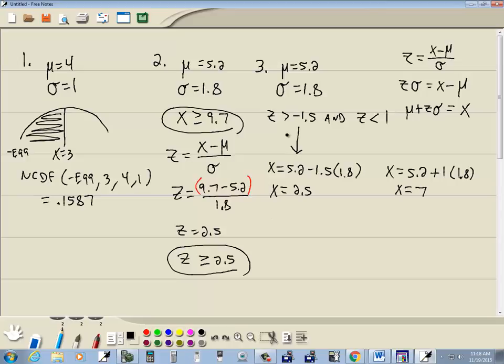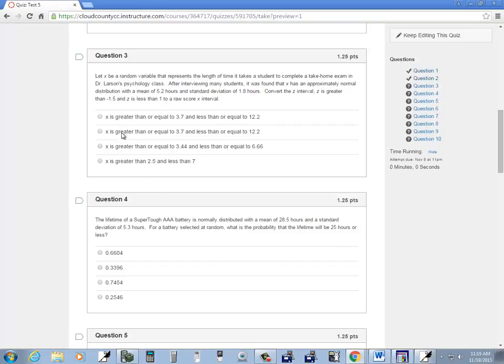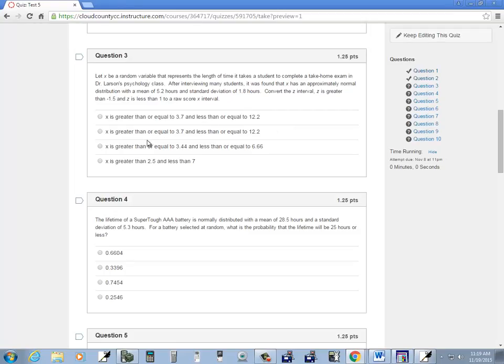Yeah, 7. Okay, so now this is a greater than, so this should be a greater than. So this is x is greater than 2.5, and x is less than 7. Now, I don't know if that's how they'll write it, but let's see. X is greater than or equal. Did I forget the equal? No. Greater than, or equal. Is greater than 2.5 and less than, okay, well, it'd be this one.